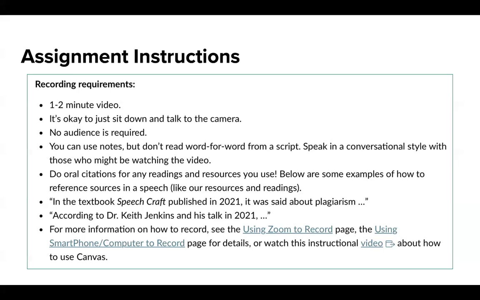And according to Dr. Keith Jenkins and his talk in 2021. And so you would finish both of those sentences with your own ideas about the sources. So if you need more information on how to record, you can follow that link on using Zoom to record, or you can follow the link provided on using smartphone computer to record. In addition, there's an instructional video to consult about using Canvas.